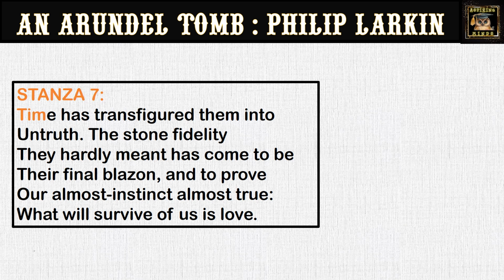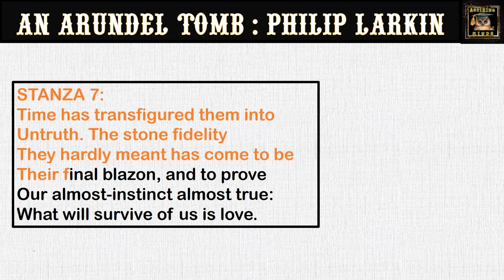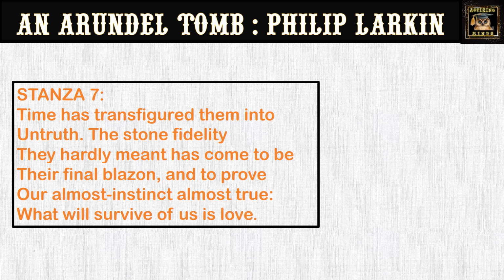Stanza 7. Time has transfigured them into untruth, that is, time has transformed the figures into something which is untrue. The stone fidelity that was once a faithful representation was not intended to be a lasting symbol, but it has become their final blazon, and to prove their ultimate heraldic display, serving as proof that our almost instinct, almost intuition about love enduring beyond death is validated. The enduring element, according to Larkin, is love.